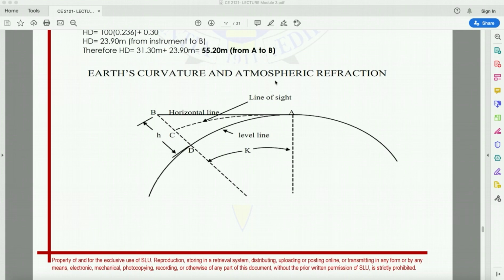And next is the atmospheric refraction. For the atmospheric refraction, all light is being bent by the atmosphere. It is a combination of atmospheric pressure, temperature, and geological position. So we think it is a horizontal line of sight, but it is not a horizontal line of sight because it is being bent by the atmospheric pressure. And that is what we call the atmospheric refraction.